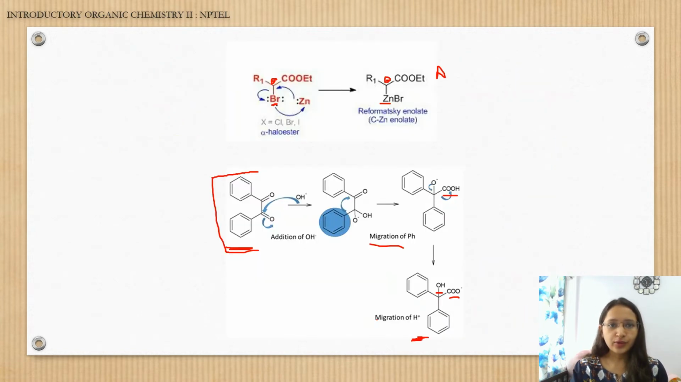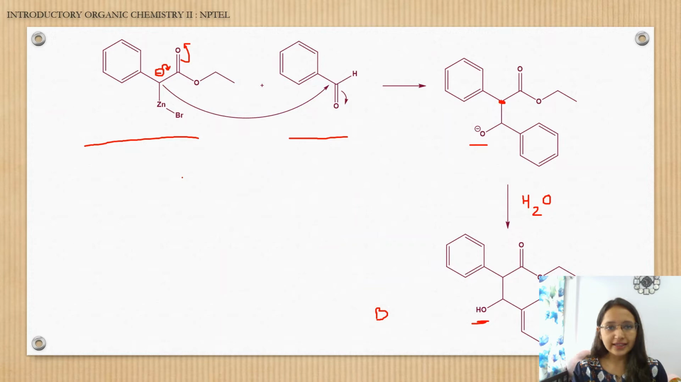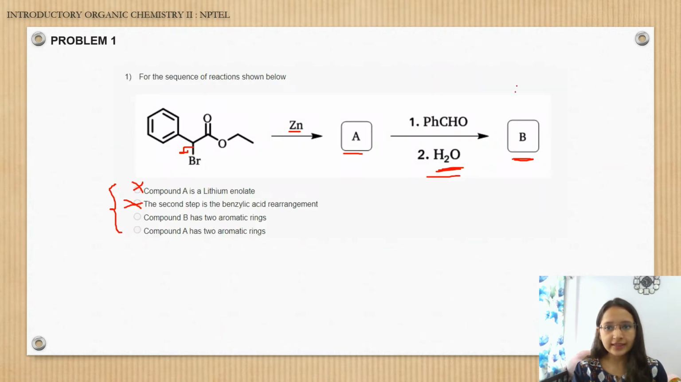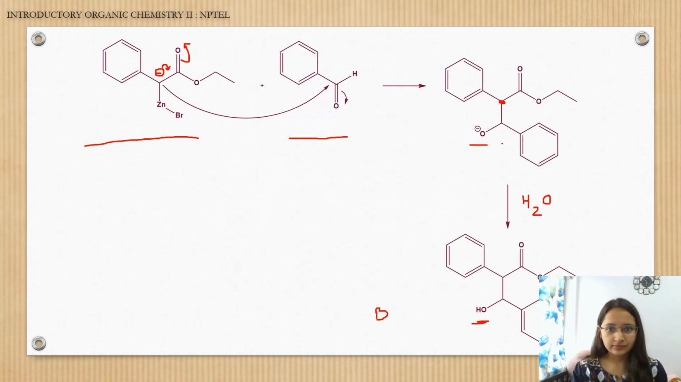So now, is this mechanism clear to all of you? How A is getting formed in this reaction and how B is getting formed in this reaction? Clear, ma'am. Okay, thank you.